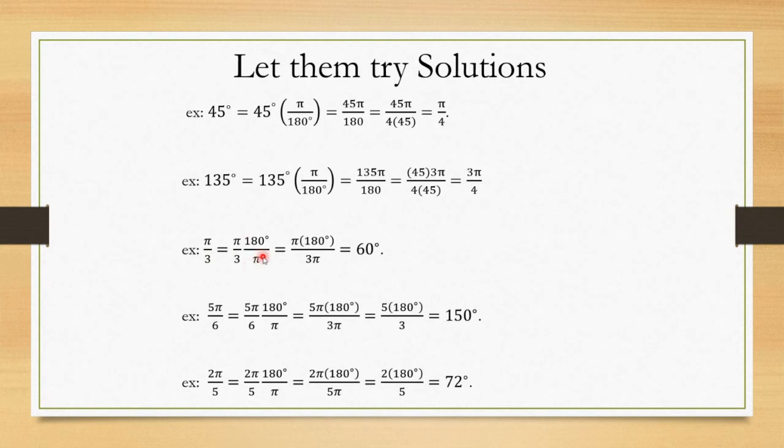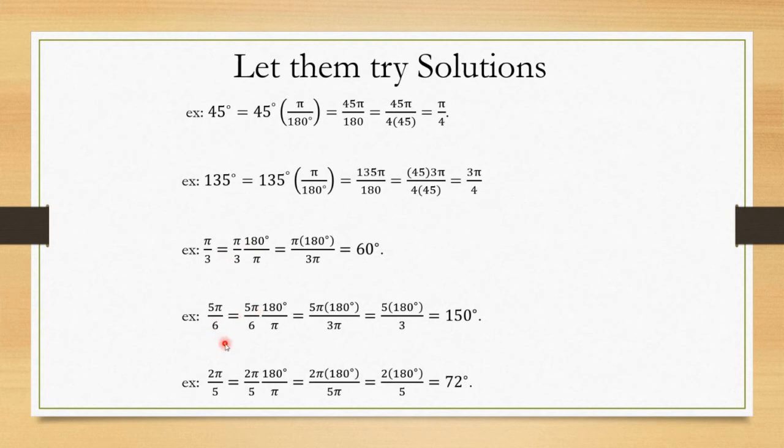So, again, what happens here? Well, if you were to multiply it, the pi's cancel. I mean, pi does denote a number. So you get 180 degrees over 3, which is 60 degrees. So that's good.